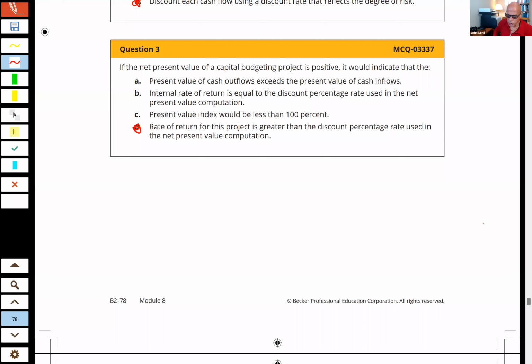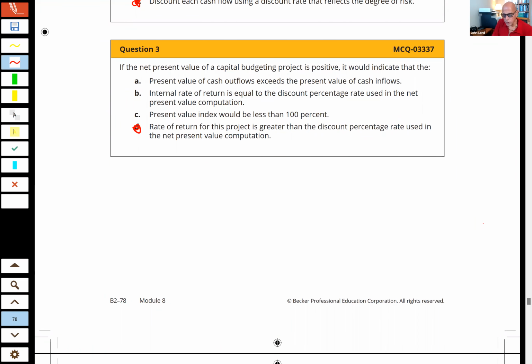B, internal rate of return is equal to the discount percentage rate used in the net present value calculation. No, if the internal rate of return is equal to the discount percentage rate used, then the project will have a 0 net present value. So A is opposite, B is incorrect because it says it has a positive. Present value index would be less than 100%. I don't know what that means.